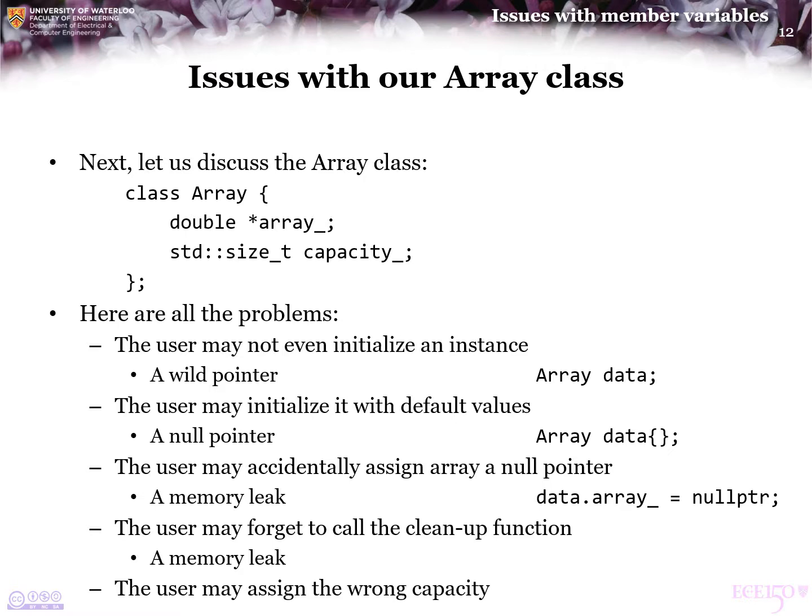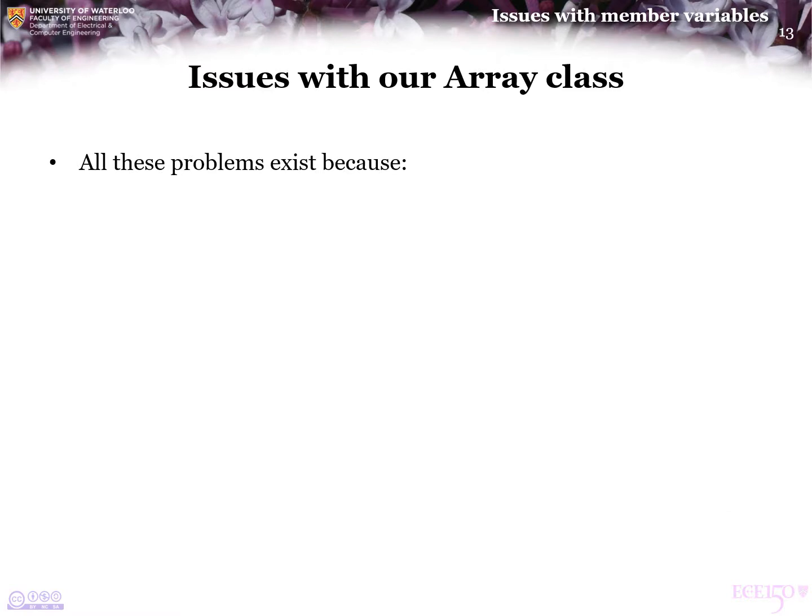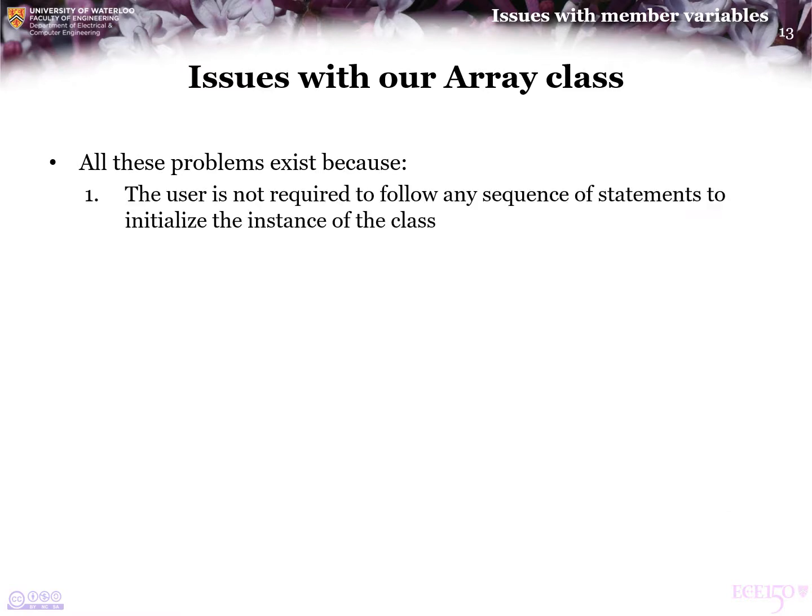However, if capacity is assigned to 100, subsequent algorithms may assume there are only 100 entries. On the other hand, if only 500 entries were allocated, but the user accidentally assigns capacity to be 1,000, now subsequent algorithms are going to assume that additional memory has been allocated even if it was not. Now, all of these problems exist because the user is not required to follow any sequence of statements to initialize an instance of a class.